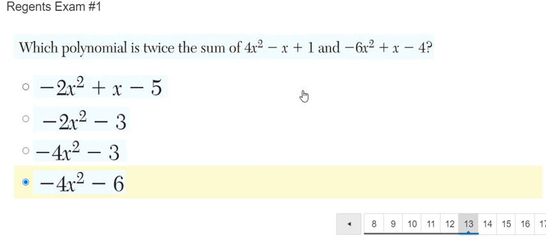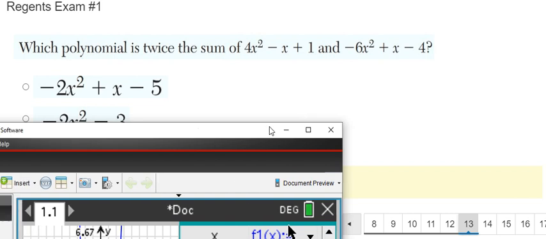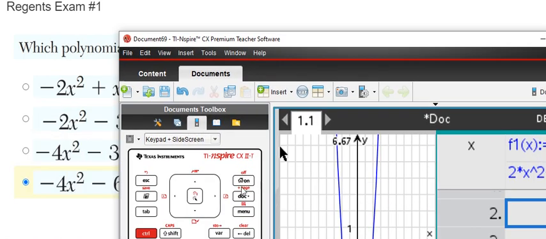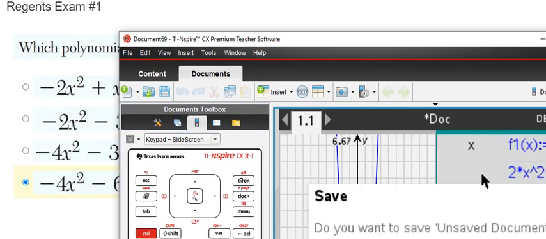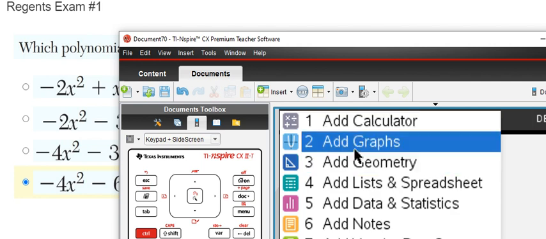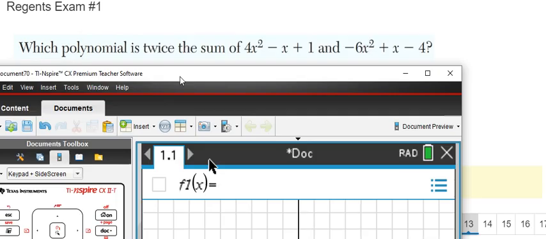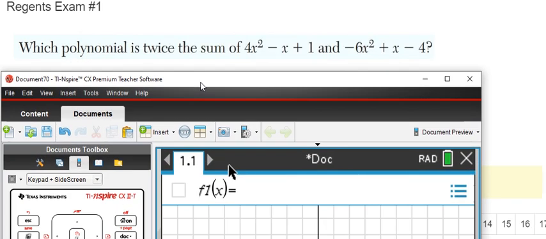Now, if you're good with the algebra and this works for you, stop here. Don't go any further. But if you want to see a little trick, I'll take a second and I'll use the graphing calculator to do the exact same thing. So first thing I'm going to graph is what I need. So home screen, new document, say no to drugs. Add a graph page. And we still need to know twice the sum.